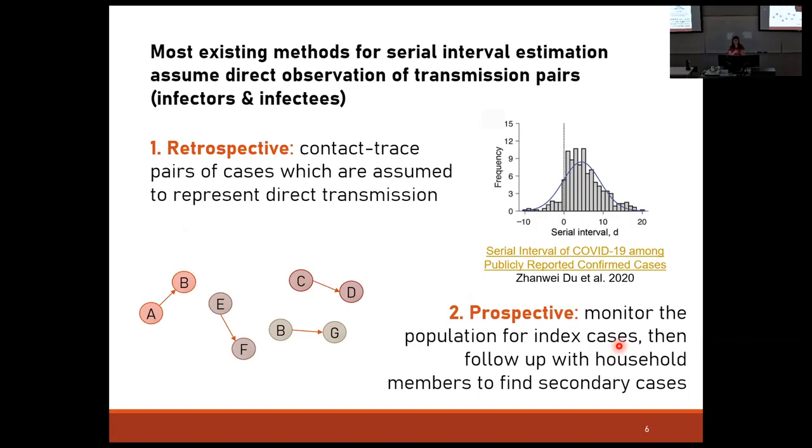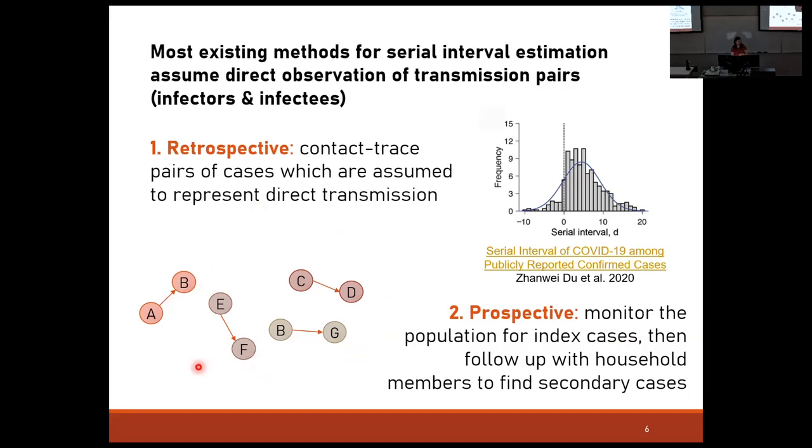So there are a whole range of methods that already exist for estimating the serial interval, but the majority of these rely upon or assume that you're directly observing transmission pairs, infectors and infectees. There are a couple of ways that you can get at these, but most involve using some kind of contact tracing data or contact trace pairs. So we can look retrospectively, for example, when we identify a case, trying to look backwards and find who infected them, and thereby get a set of pairs like this.